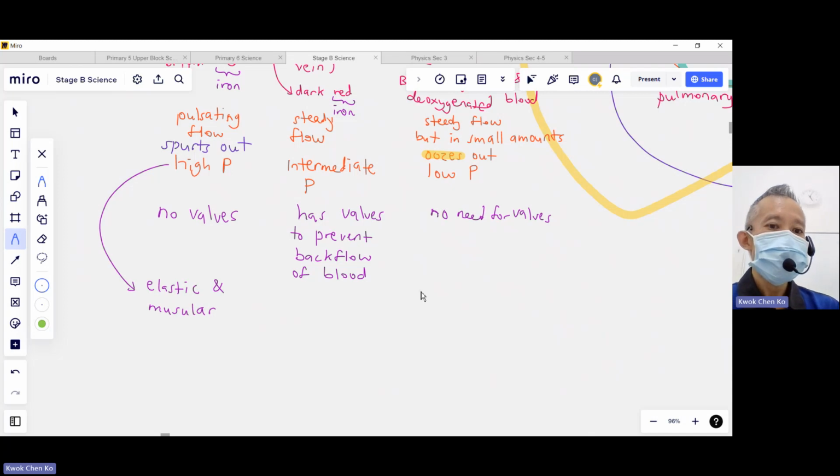Because you need to withstand the pressure, otherwise it's going to burst. If it bursts, you're dead as well. Well, for veins, you just describe it as less elastic and less muscular. Yes, still very muscular.